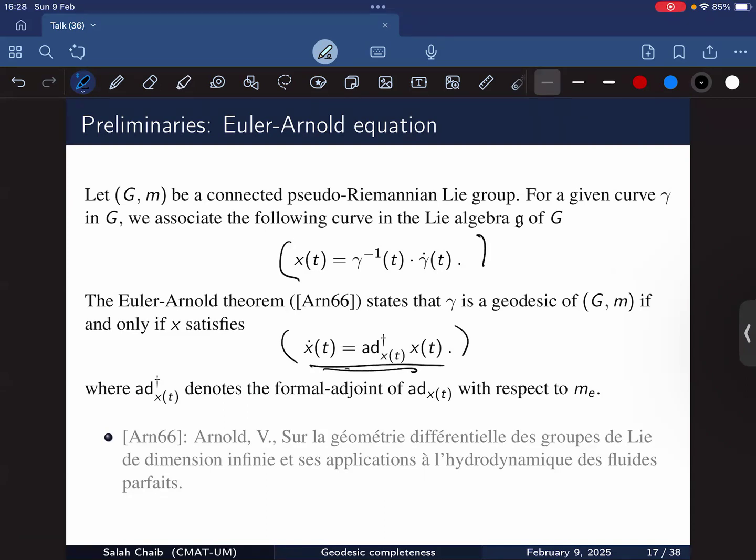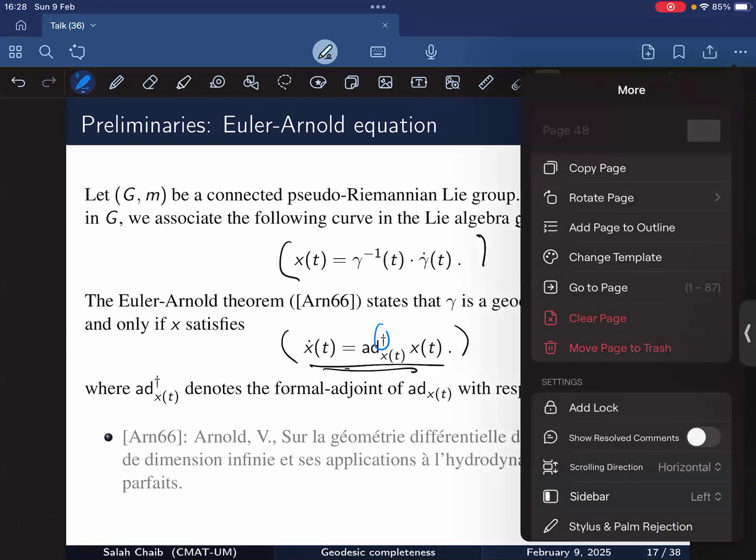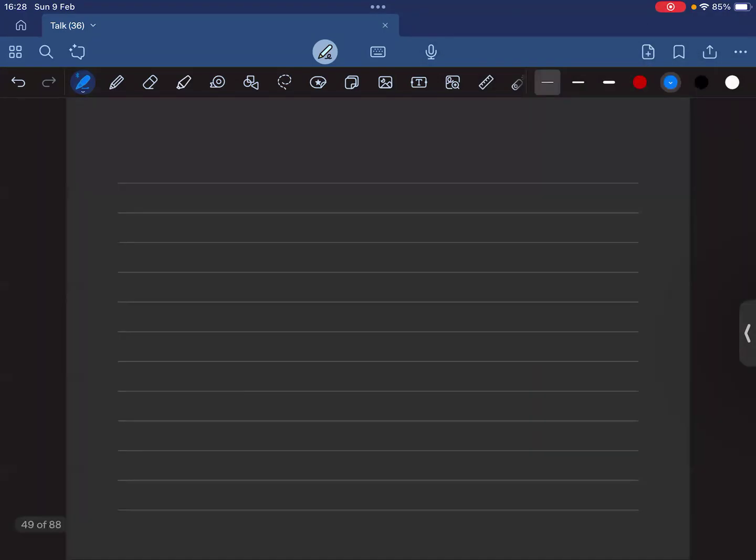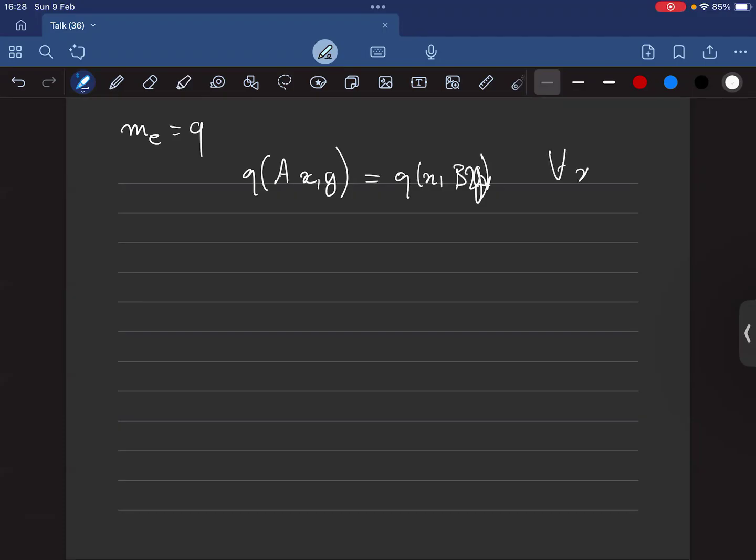So what is this equation? So for this notation of dagger, this is the formal adjoint. So if the metric at the identity is denoted by Q, the formal adjoint in general of some A is B, which satisfies this for every X and Y in G. Okay, so here we say that B is the formal adjoint of A.